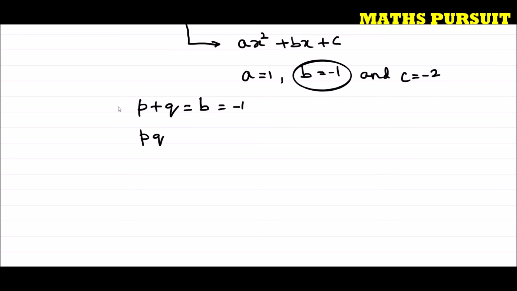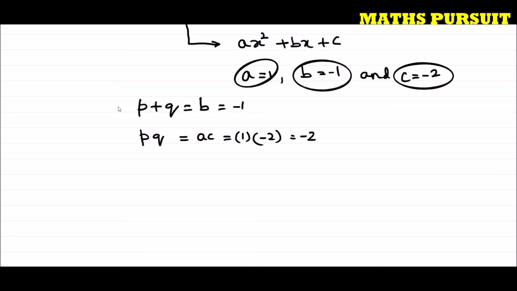We need to find out two numbers p and q where p plus q is equal to b, which is equal to minus 1, and p into q is equal to ac, that is equal to 1 into minus 2, that is equal to minus 2. So this is a and this is c. Hope guys I'm very clear till here. I'm just utilizing here the splitting the middle term. This is very easy. From here you can move ahead using splitting the middle term.